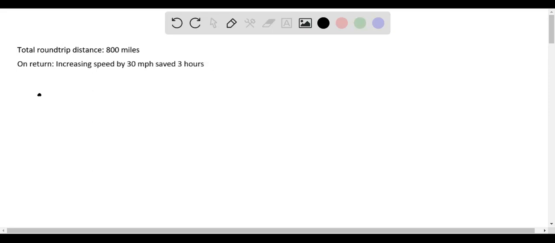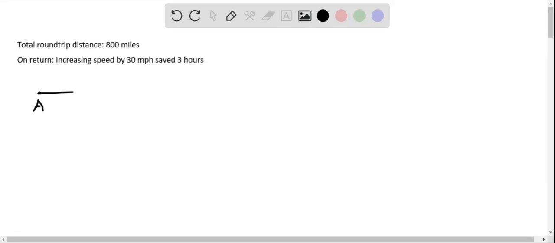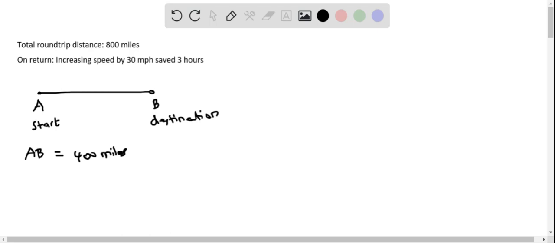Suppose that you start from point A and travel a certain distance to reach the destination at point B. Here it is given that the total round trip distance is 800 miles. So the distance traveled from the starting position to the destination at B is going to be 400 miles. That is, the distance AB in the forward direction is equal to 400 miles. And similarly, the distance BA, that is when you start from your destination, is basically your return trip. So this BA is also equal to 400 miles.